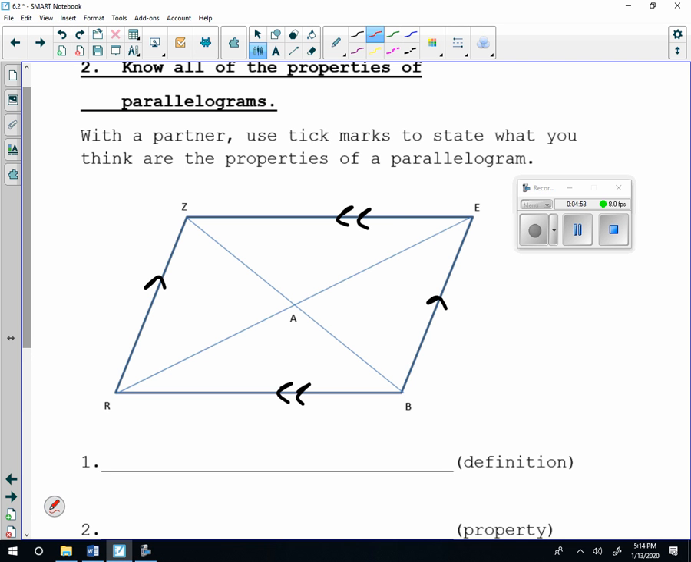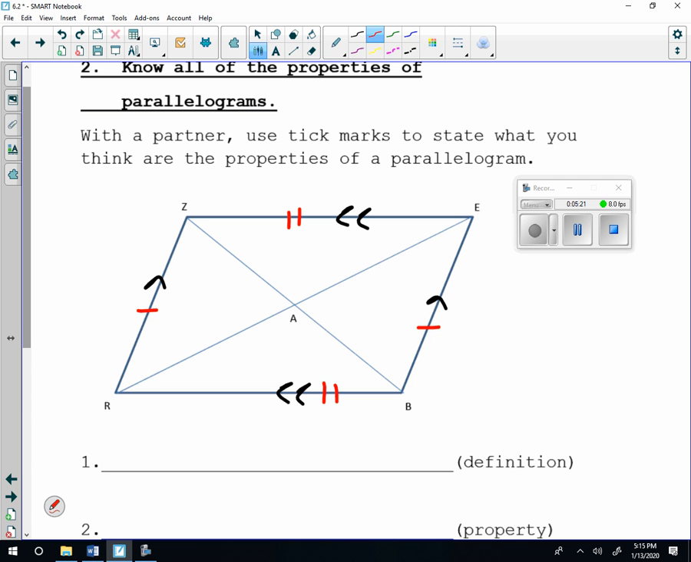Okay, now let's get into the properties of parallelograms. If this quadrilateral is indeed a parallelogram, that would now mean this. So in number 2, in that blank, you want to write that both pairs of opposite sides are congruent.